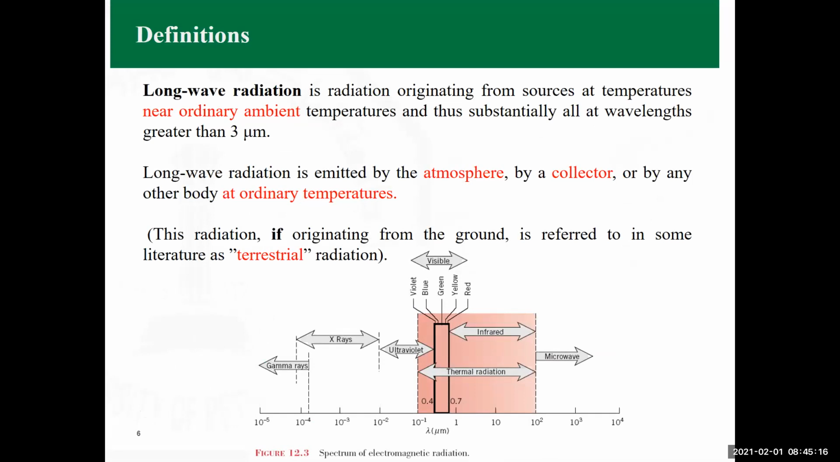Long-wave radiation is the radiation originating from sources at temperatures which are lower than the temperature of the sun. It's in the ordinary ambient, something like the bodies which are around us, and normally at wavelengths greater than 3 micrometers. The long wavelength radiation emitted by the atmosphere, by a collector or any other surface at ordinary temperature, if it is coming from the ground or from the sources around us, we call it terrestrial.